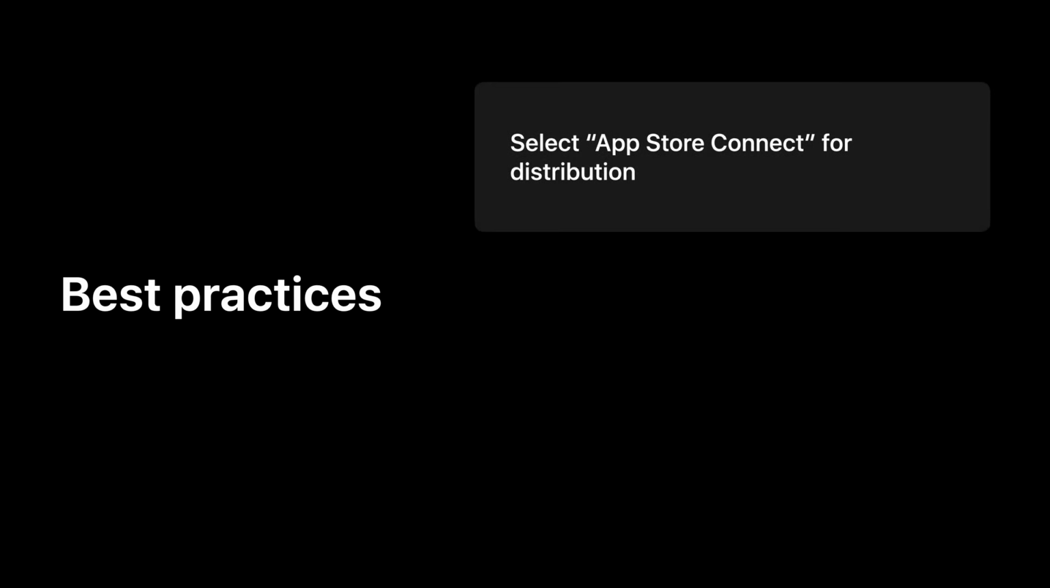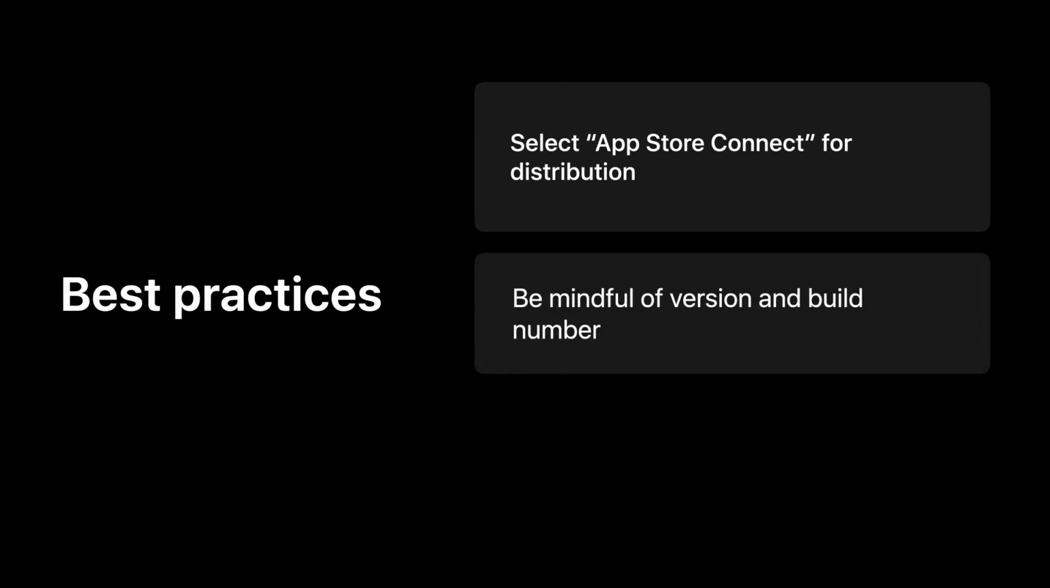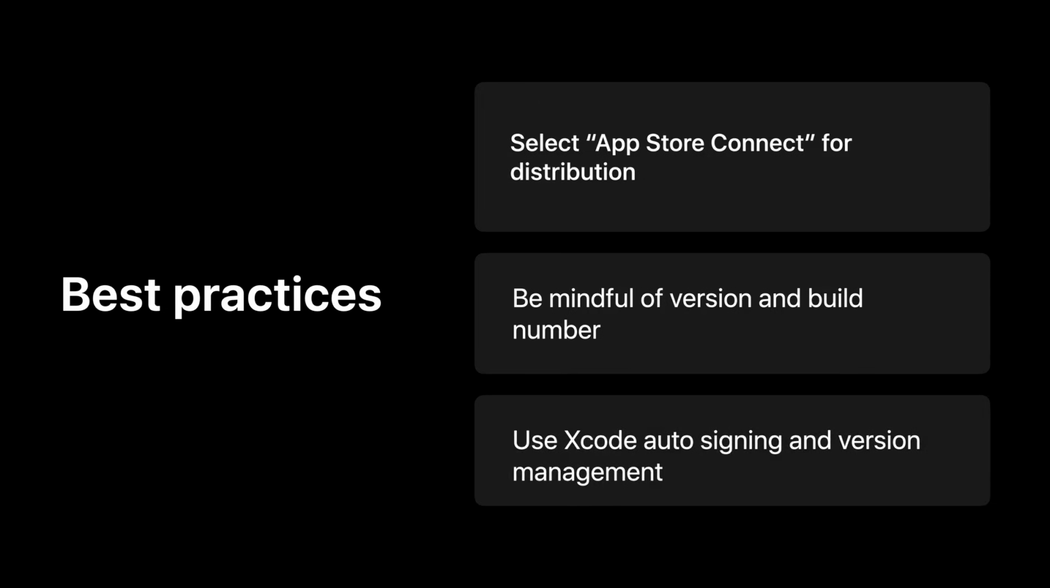When using Xcode to upload your build, here's a few best practices to keep in mind. Be sure to set your distribution method to App Store Connect in order to use TestFlight. Be mindful of version and build number. When you upload a new build, you always have to specify a build string with a number greater than the previous build. Be sure your certificates and profiles are up to date. This is a common reason for upload issues. One easy way to ensure the information is correct is to let Xcode manage signing for you.